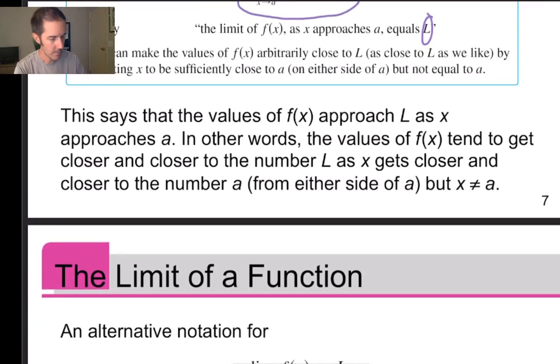I like this sentence right here. The values of f of x approach L as x approaches a. So that capital L, we're not actually even talking about reaching the value of L. What we're saying is that we're approaching the value of L. When? When x approaches a. We're approaching a. We're not arriving at a. We're just getting close.